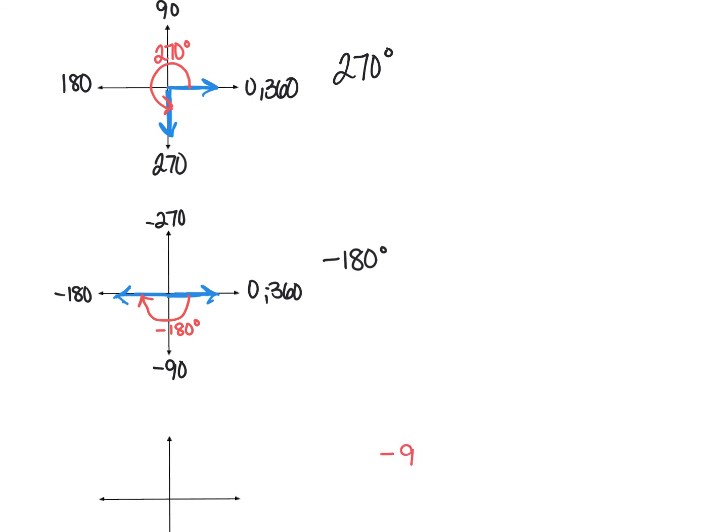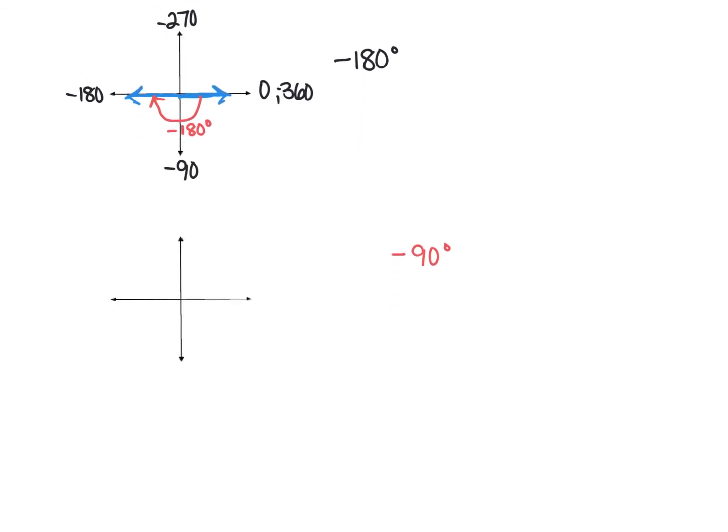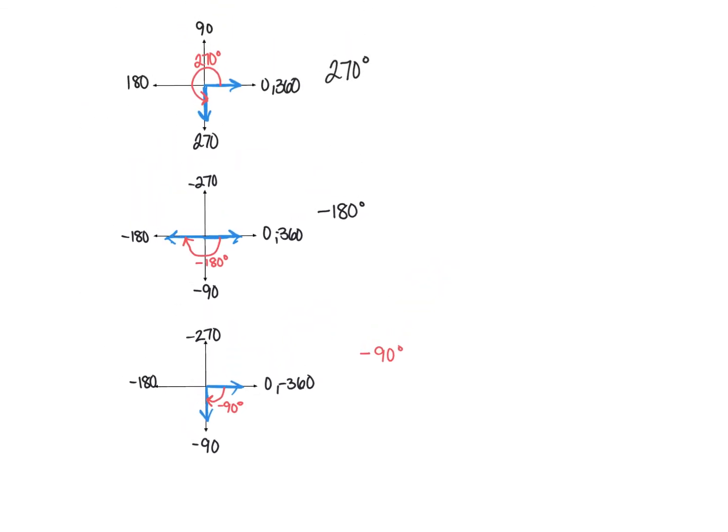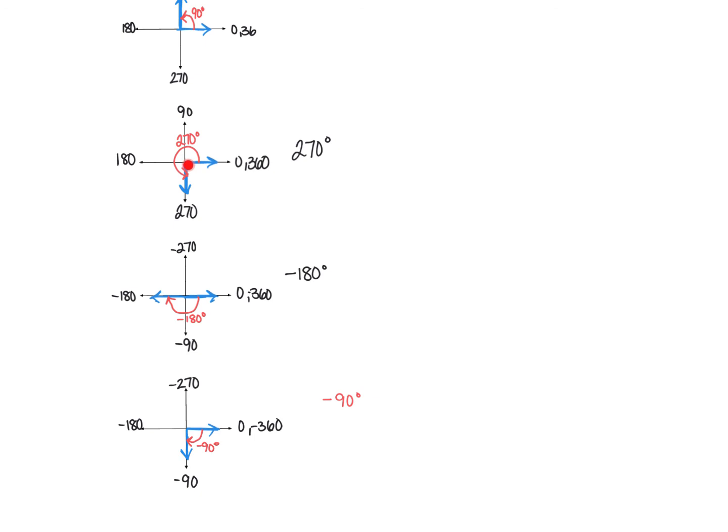And then last but not least, I could ask you to graph negative 90 degrees. If I ask you to do that, same thing is going to follow. We just graph it backwards. So 0, negative 90, negative 180, negative 270, and negative 360. So we've got my initial side and my negative 90 here. This time my angle is going this way. So as you can see, negative 90 is a quadrantal angle. That's exactly the same spot as positive 270.